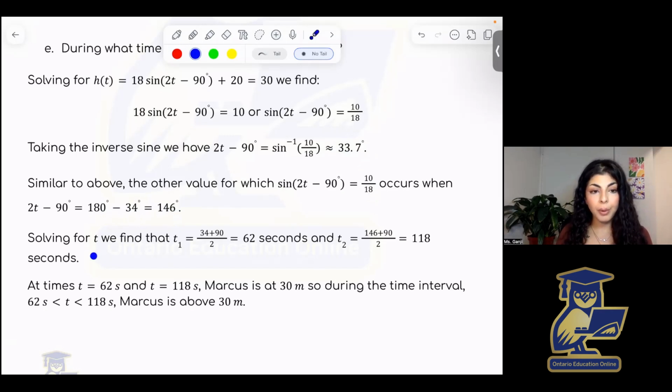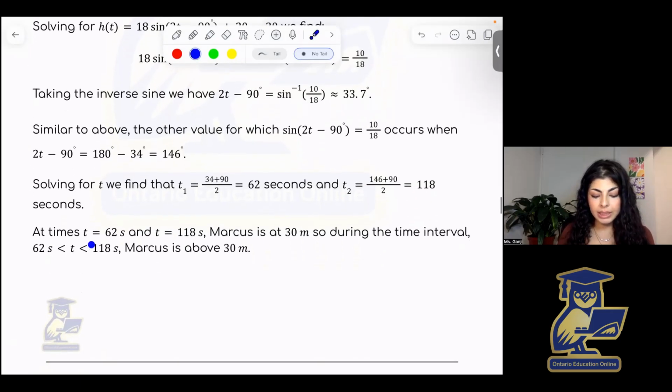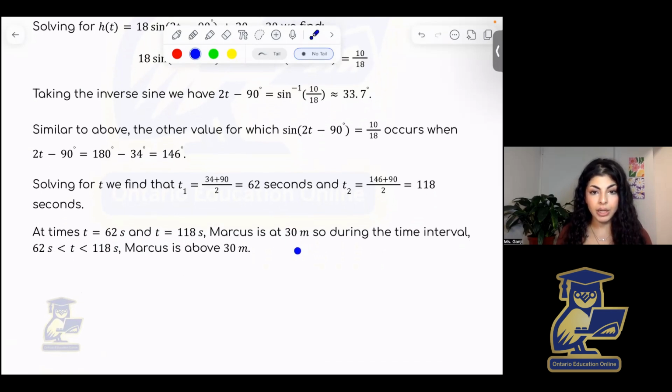And now we solve for both of the t values that correspond with these two angles. So t1 from 34, I'm just substituting this for 2t minus 90 to find what t is. This gives me 62 seconds. And the second time for the 146 degrees is going to give me 118 seconds. So at times t equal to 62 seconds and t equal to 118 seconds, Marcus is at 30 meters. So when t is between 62 and 118 seconds, not inclusive of those times, Marcus is above 30 meters.